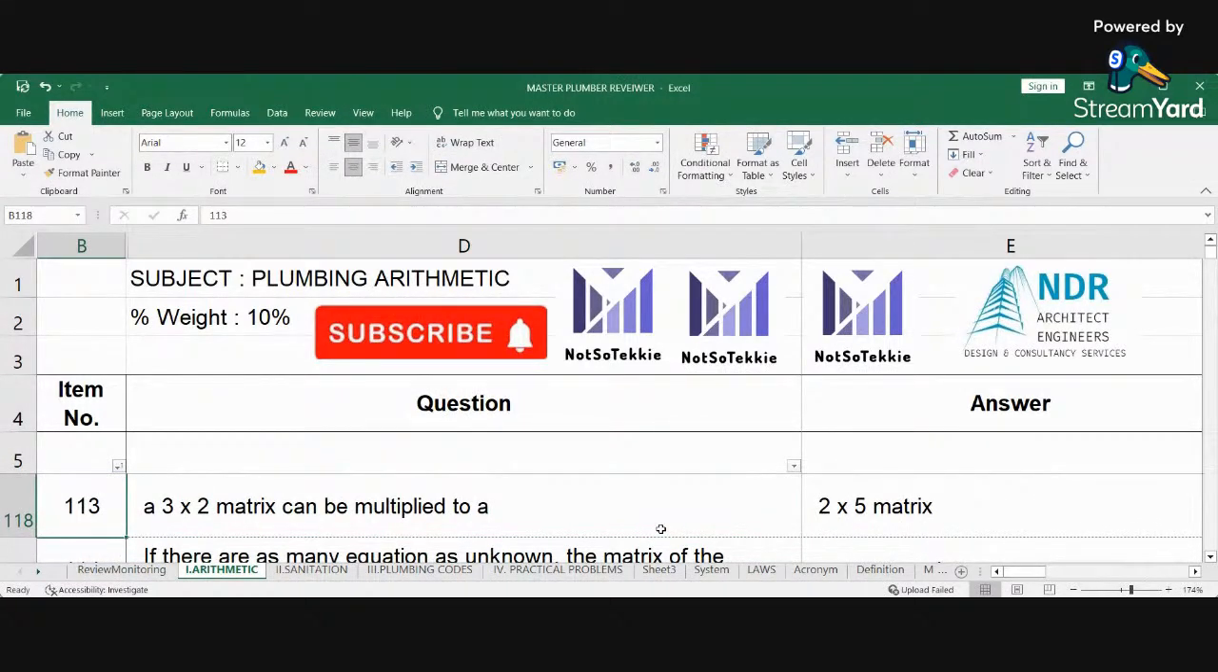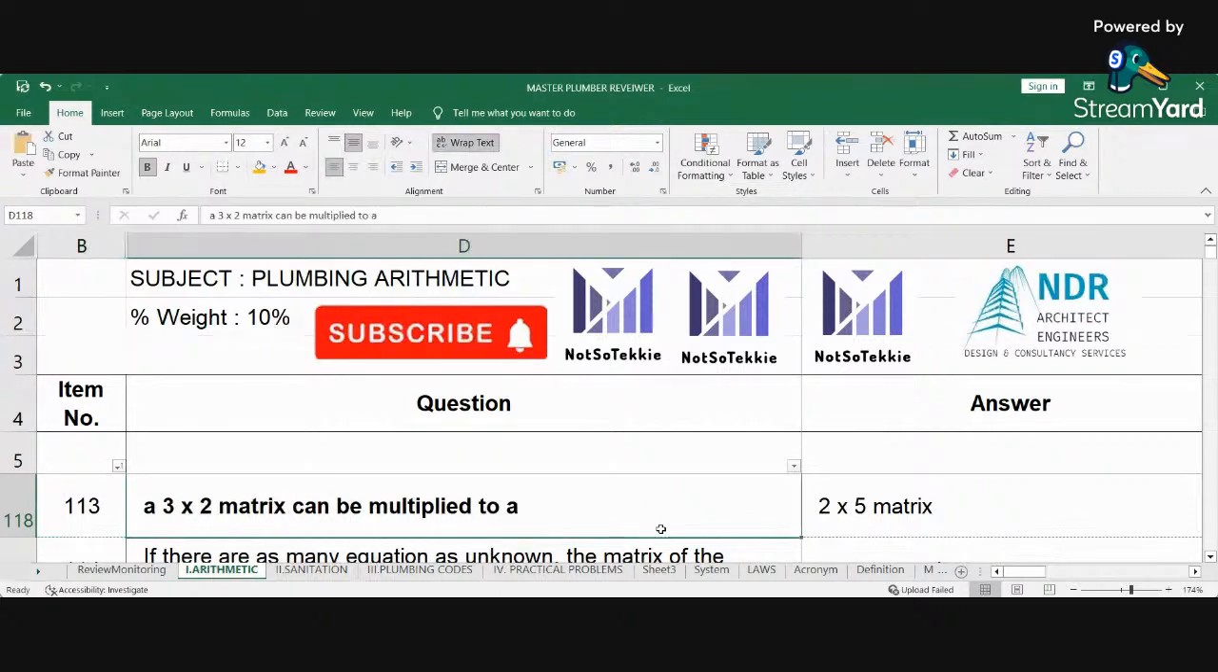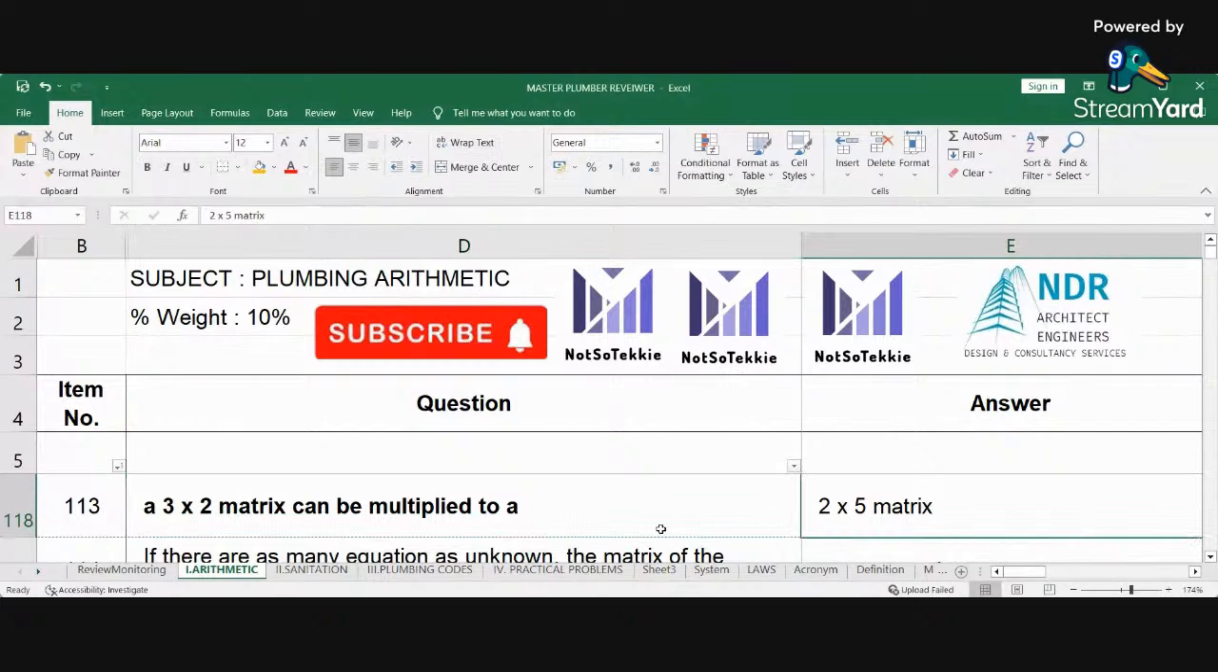113. Gusto ko kasi makikita kung malinaw yung monitor. Connection failed. 3 by 2 matrix can be multiplied to a what? The answer is 2 by 5 matrix. 130.